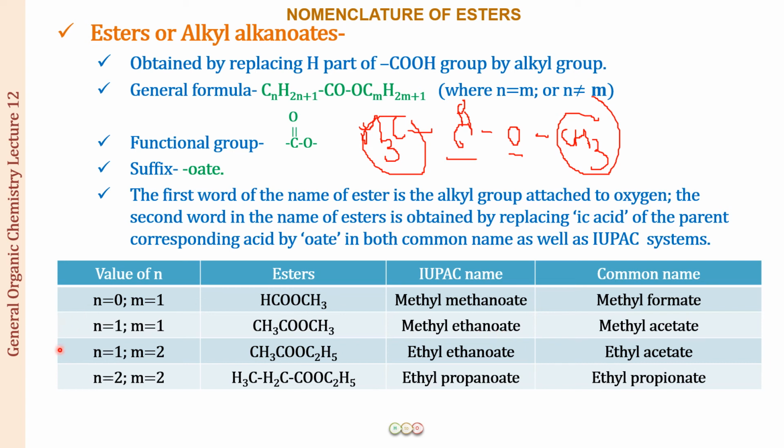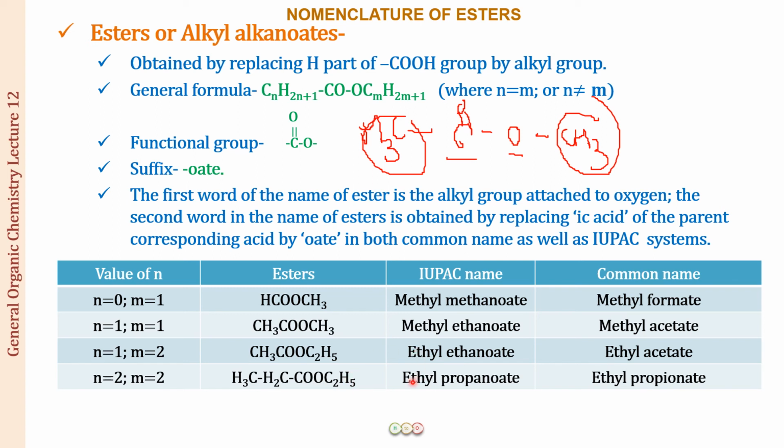Okay, next we have n equal to 1 and m equal to 2. So this becomes CH3, and this m becomes C2H5. So here now this is going to be what group? This is an ethyl group. So this is ethyl ethanoate. Fine. And when n equal to 2 and m equal to 2, we will be having the ethyl group over here.